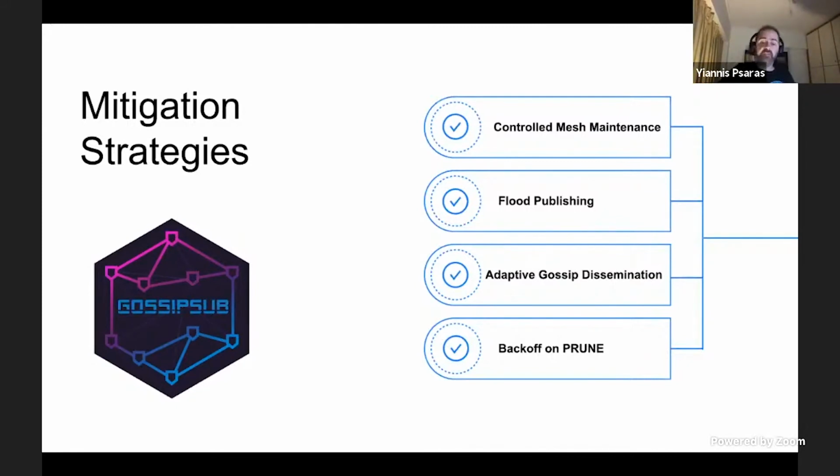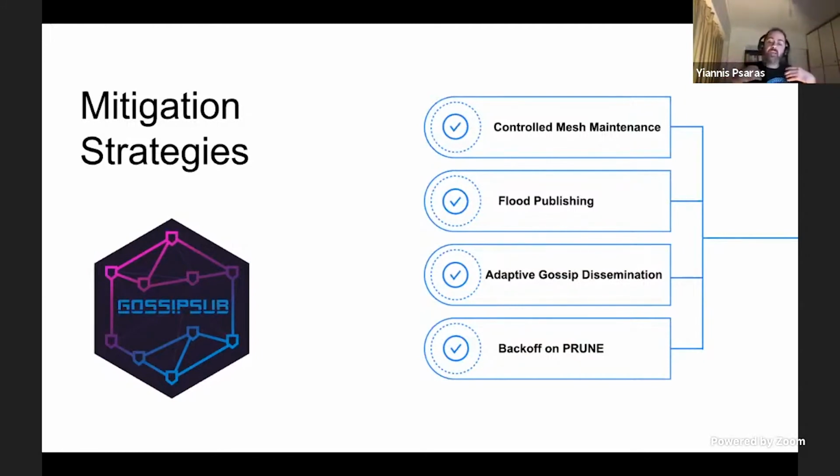We then have flat publishing, which is the second mitigation strategy, a very important one. It says that when a node first publishes a message, it is not sending it only to its immediate mesh that I described a few slides ago, but to everyone. And this, as one can understand, is to avoid Eclipse attacks.